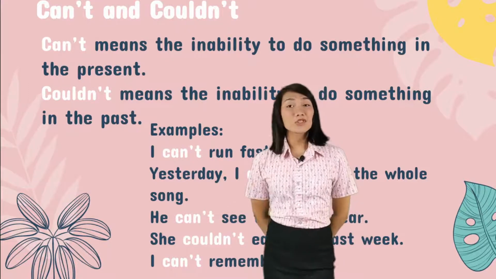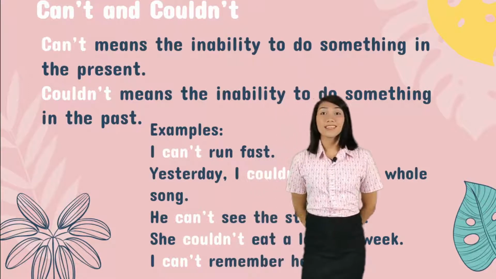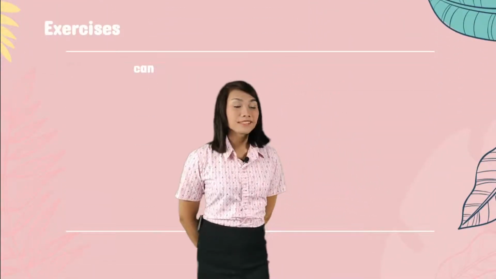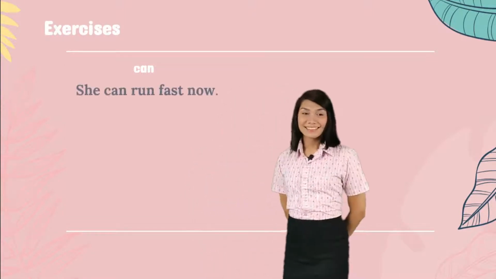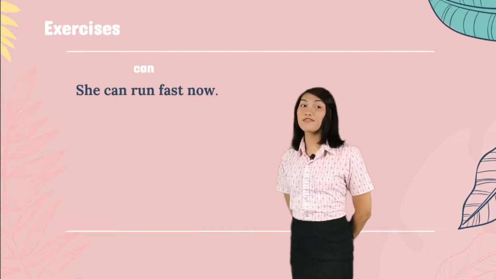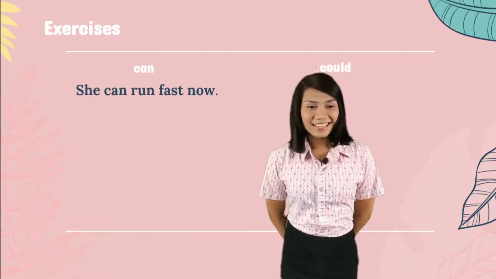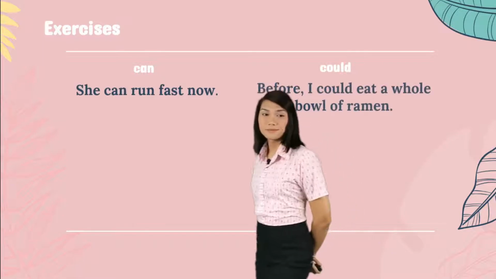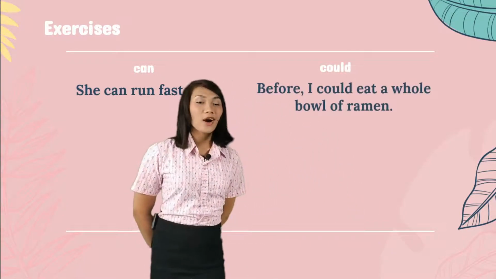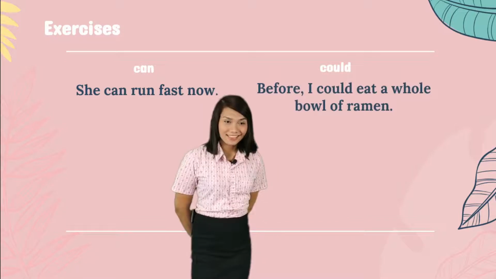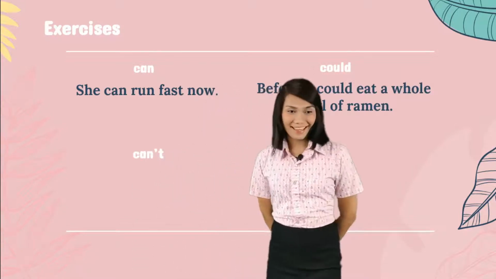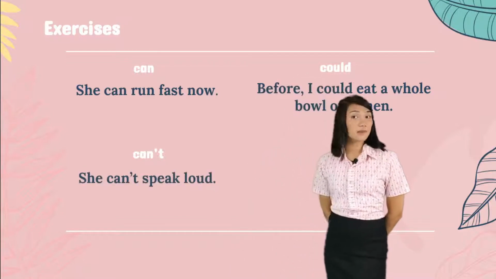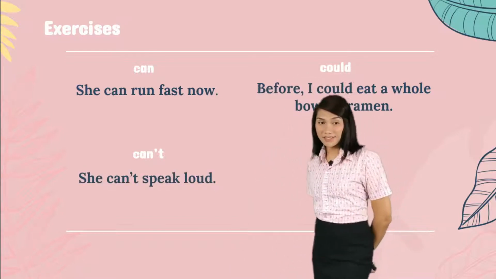So here are some exercises for you to be able to apply these words. Now let's have can. Can you make an example using can? Okay, she can run fast. Very good. Next, how about could? Before, I could eat a whole bowl of ramen. Very good. Next, how about can't? Okay, she can't speak loud. Very good. Very simple. That's nice.